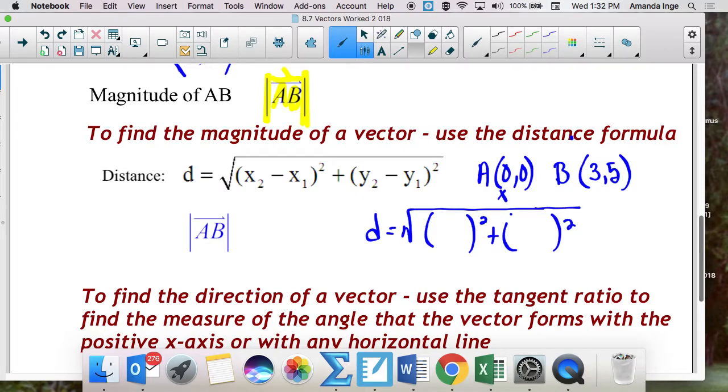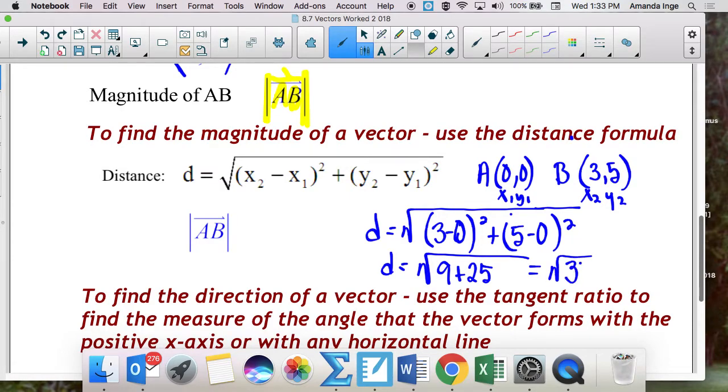So if this is x sub 1, y sub 1, x sub 2, y sub 2, we have 3 minus 0, and then 5 minus 0. So we get the length of this as 9 plus 25, or the square root of 34. Just leave it as the square root of 34, y'all. Okay, I don't need to have a decimal.